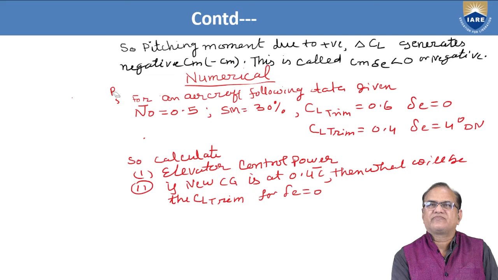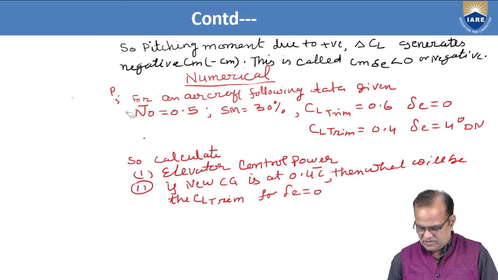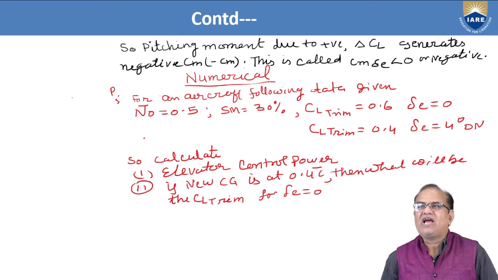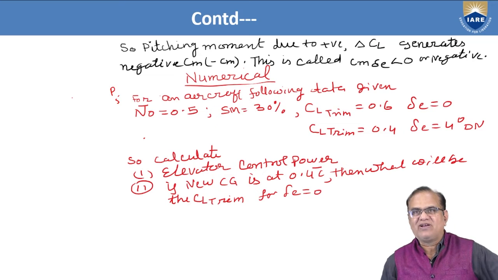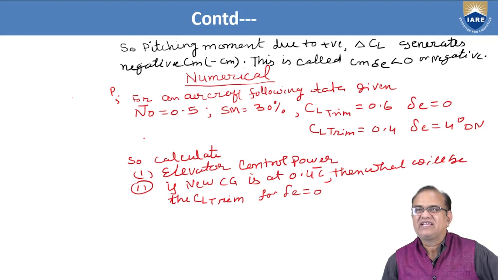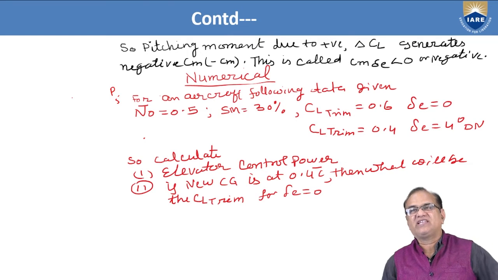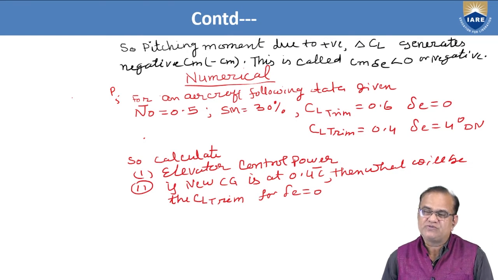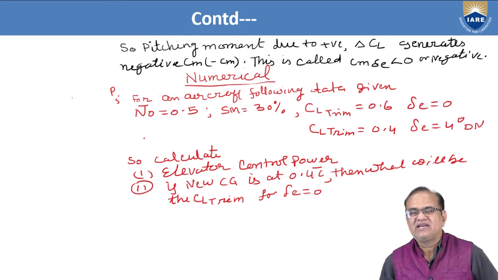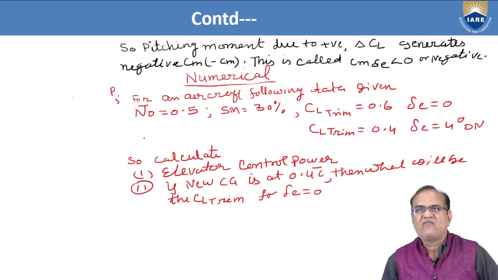Okay, so we have to calculate the elevator control power, that is Cm delta E. If the new CG is at 0.4 C, then what will be the CL trim for delta E equal to 0? So these are the two issues which we have to handle, and we should try to find out this elevator control power.